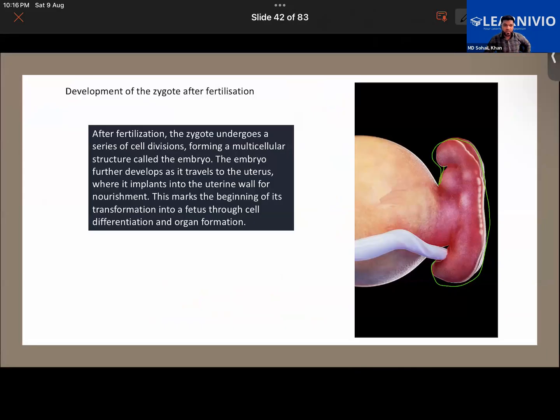Now the question is, how is the development happening here? How has the zygote converted into an embryo, and then the embryo into a fetus? There must be some cell division going on. The number of cells must be increasing. Getting it, guys? That's the only possible way its size is increasing, right?